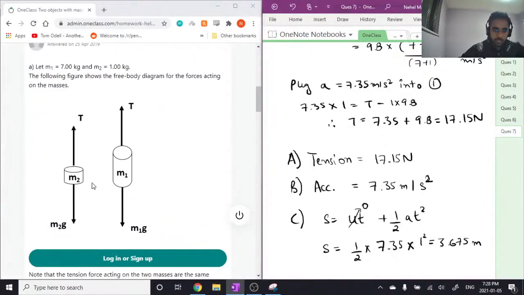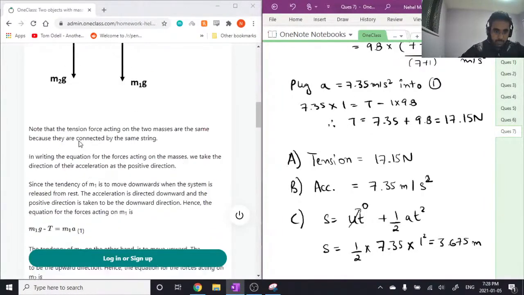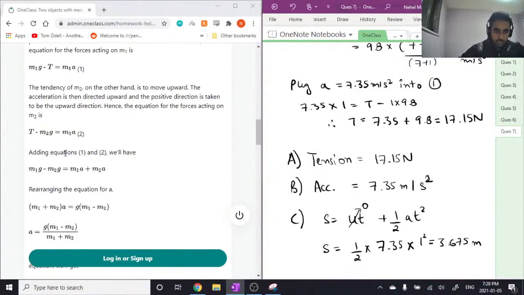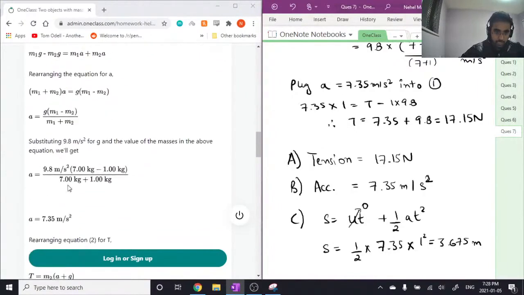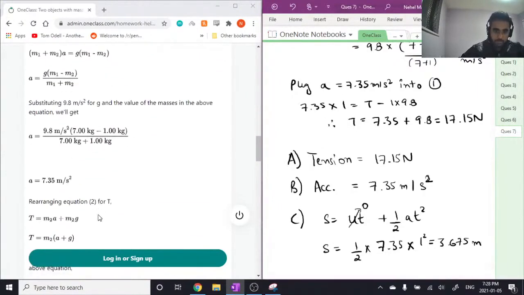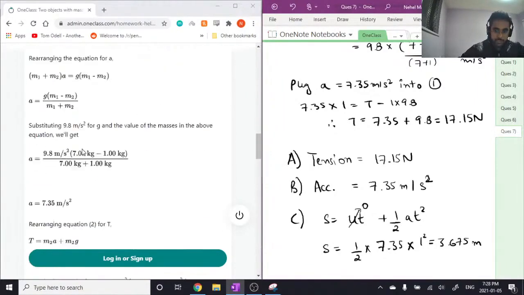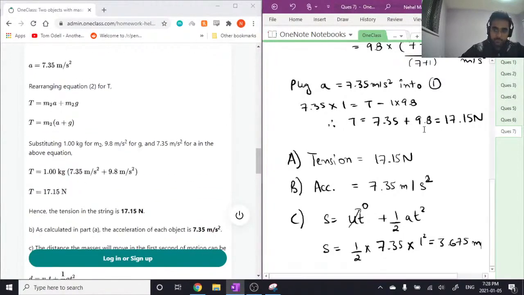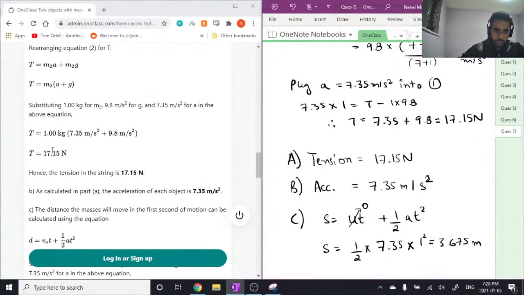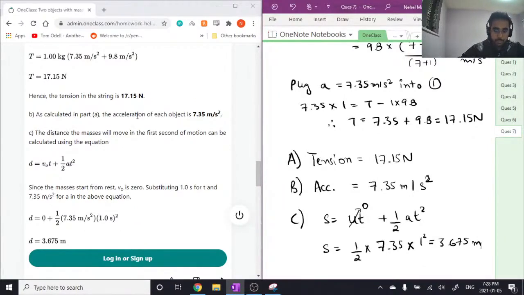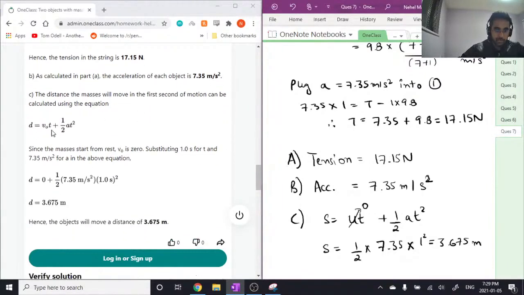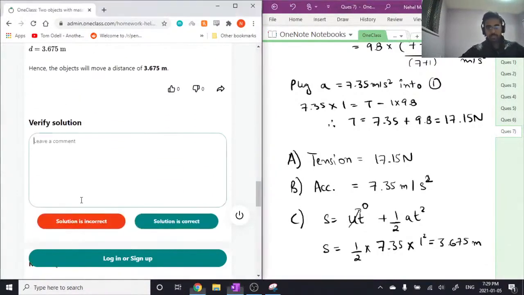Okay, let's check the answer. That's a free body diagram, which is perfect. We write the equation of motion and then we solve for A, which is correct. We get 7.35 meters per second squared. From that, we plug it back into one of the equations and we get the value for T, which is 17.15 newtons, which is correct. Part B was already answered. For the distance the mass will move in the first second, we used the equation of motion. Initial velocity is 0 and we get 3.675 meters. So perfect, the solution is correct.